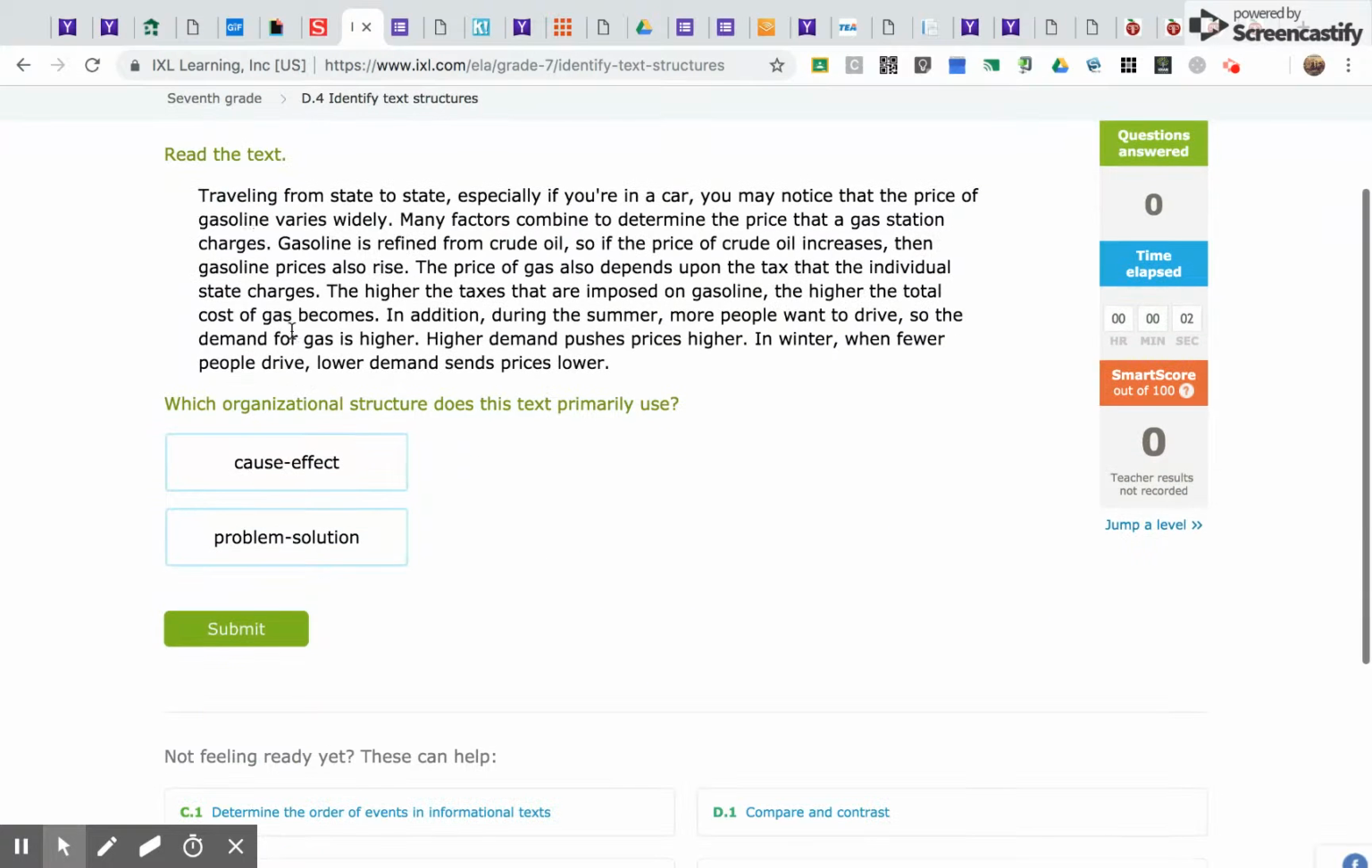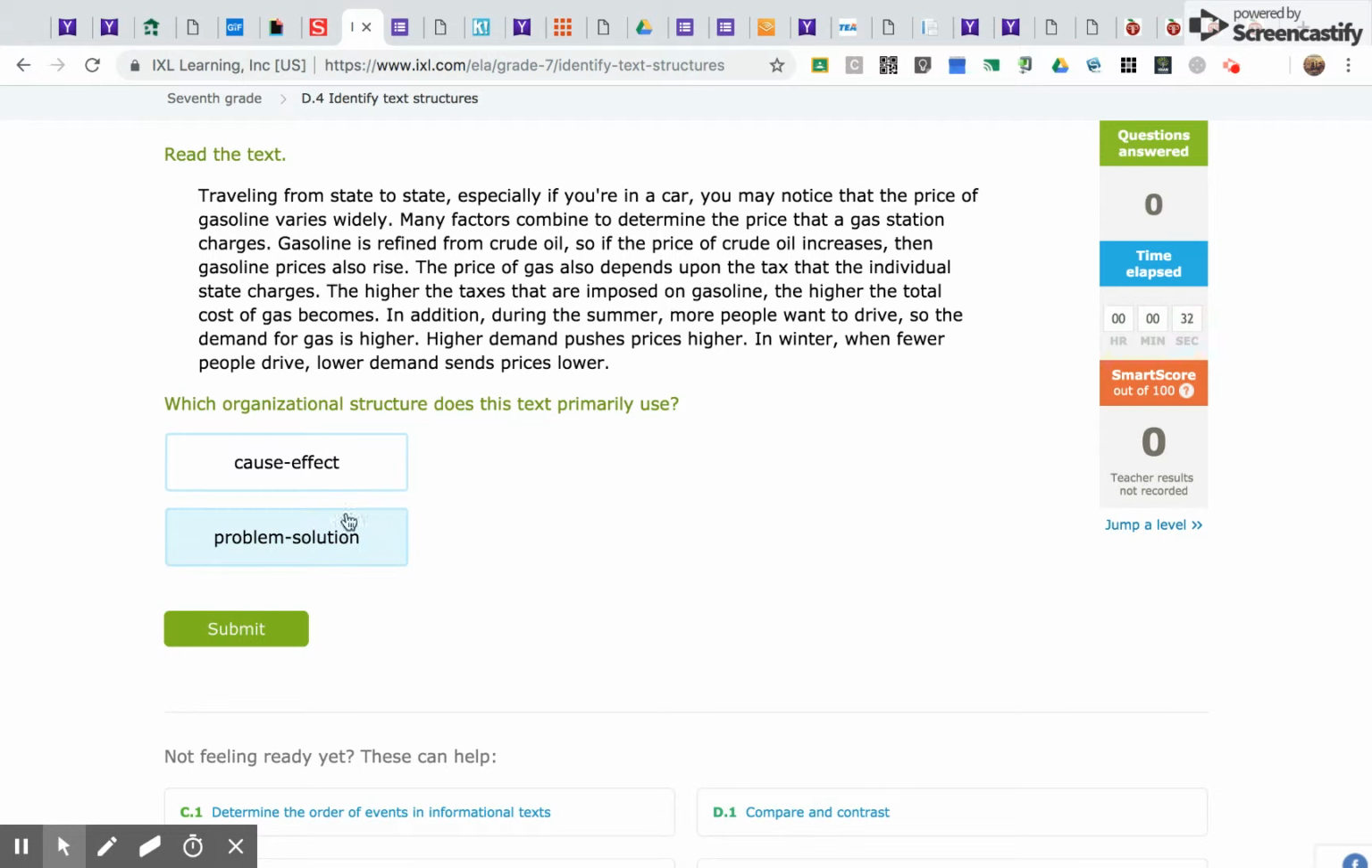you read the text. So traveling from state to state, especially if you're in a car, you may notice that the price of gasoline varies widely. Many factors combine to determine the price that a gas station charges. Gasoline is refined from crude oil, so if the price of crude oil increases, then gasoline prices also rise. The price of gas also depends on... In addition, more people want. So to me, this text structure sounds like it.